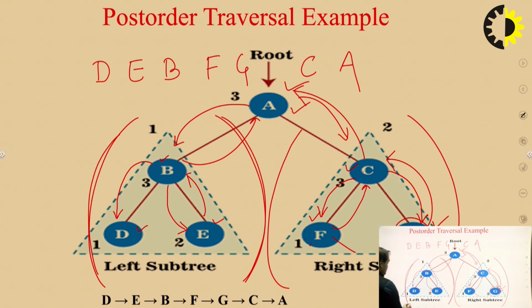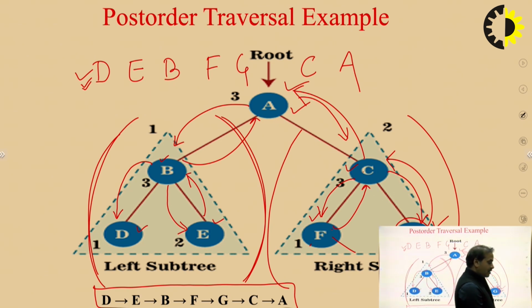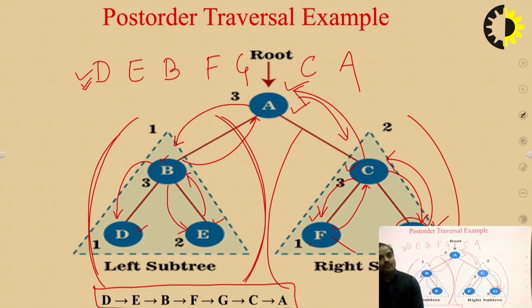This is the sequence which is written on the top. This sequence is the same, because this sequence is also obtained by using post order traversal, and we have to write it here using post order traversal. It is: left subtree, right subtree, then we traverse the root of the given tree.